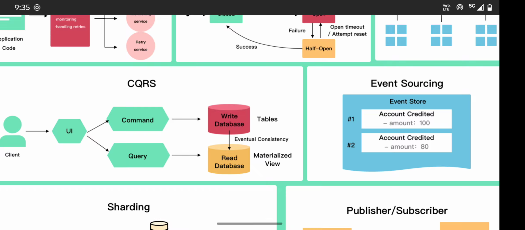The live transaction will get updated in the write database using a command service, and from the write database the data will be synced to the read database. So if a customer is trying to read the data, he will read it from the read database, not from the write database. The write database is specifically used for writing the data. So here we are segregating command and query. We are separating the command and query as per this design pattern.